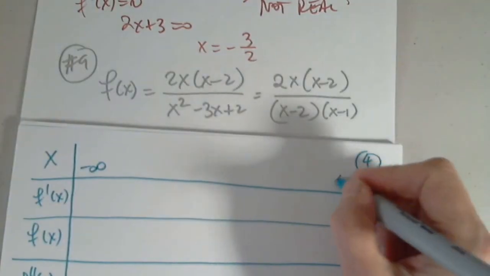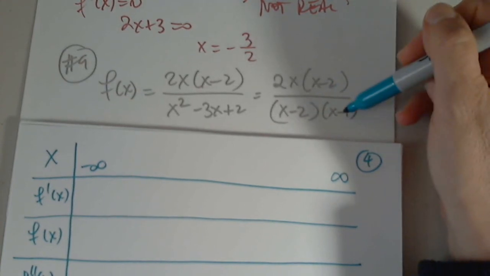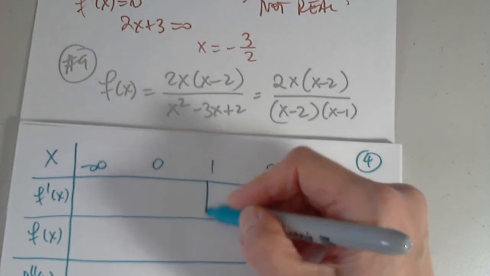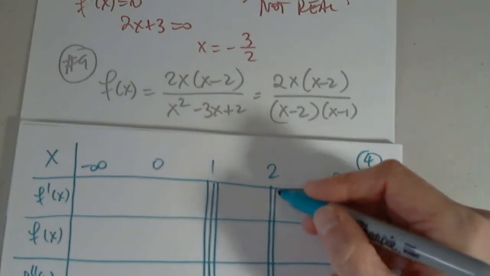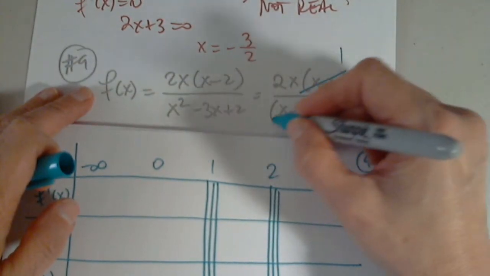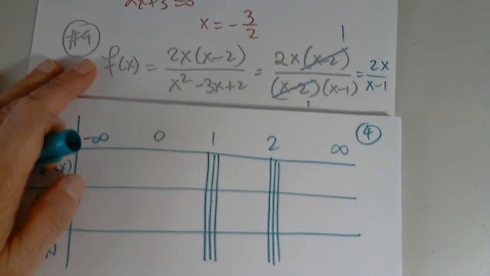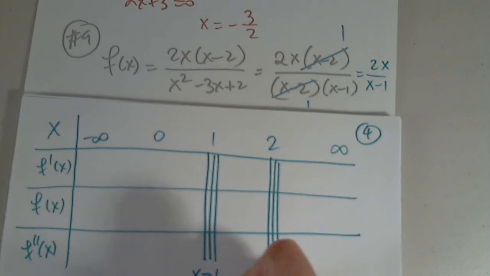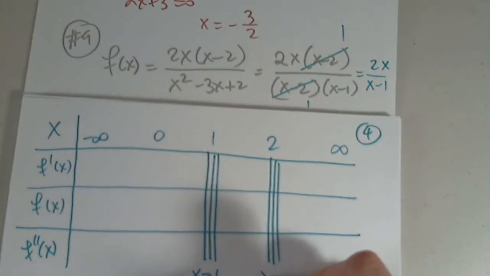Okay. So at this point, I realized that the function cannot accept 2 or 1. So 0 is here, 1 is here, 2 is here. Only now I can simplify: 2x over x minus 1. Since x minus 1 is still left in, x equals 1 must be a VA. Since x equals 2 is gone, or x minus 2 as a factor is gone, x equals 2 is a hole in the graph.